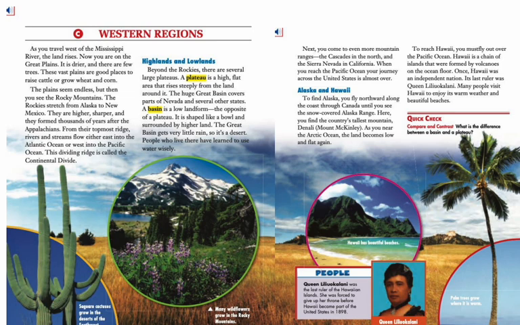To reach Hawaii, you must fly over the Pacific Ocean. Hawaii is a chain of islands that were formed by volcanoes on the ocean floor. Once Hawaii was an independent nation. Its last ruler was Queen Liliuokalani. Many people visit Hawaii to enjoy its warm weather and beautiful beaches.